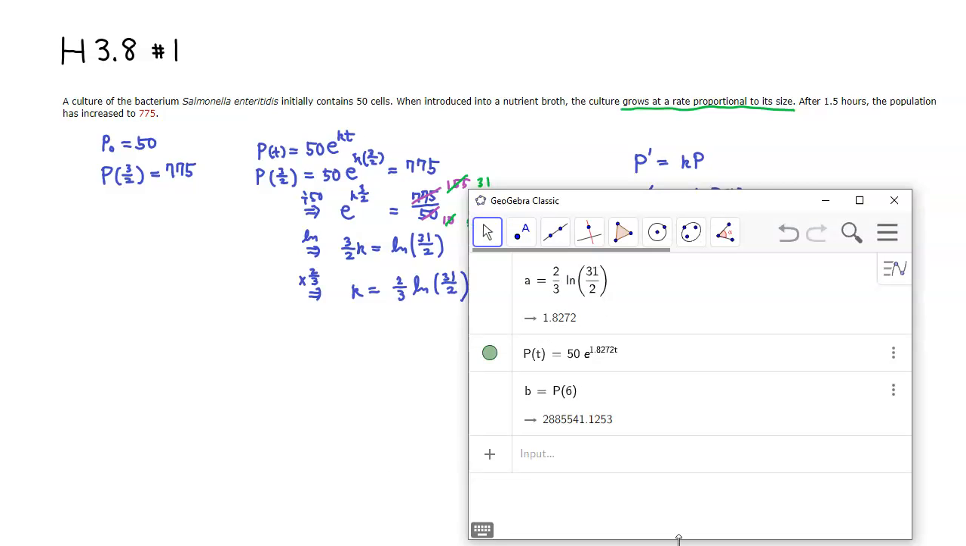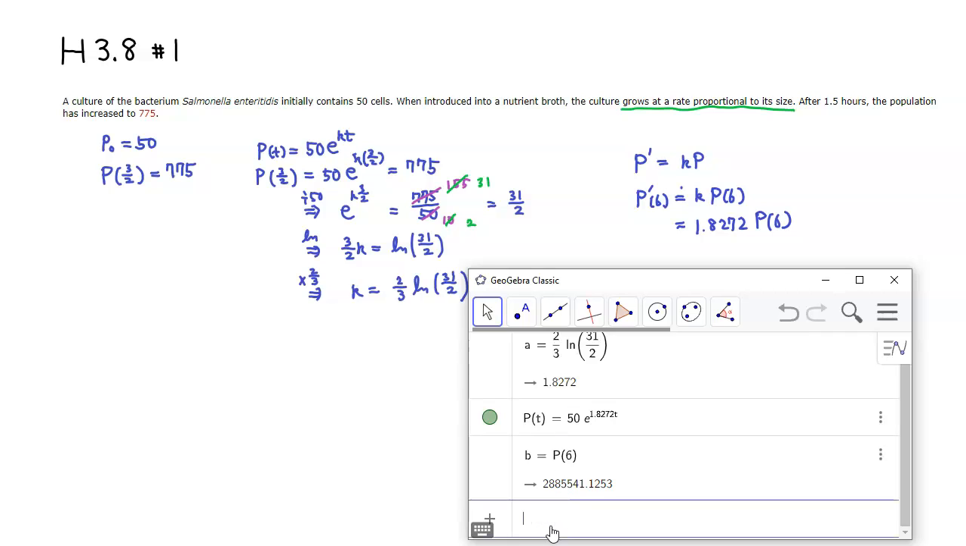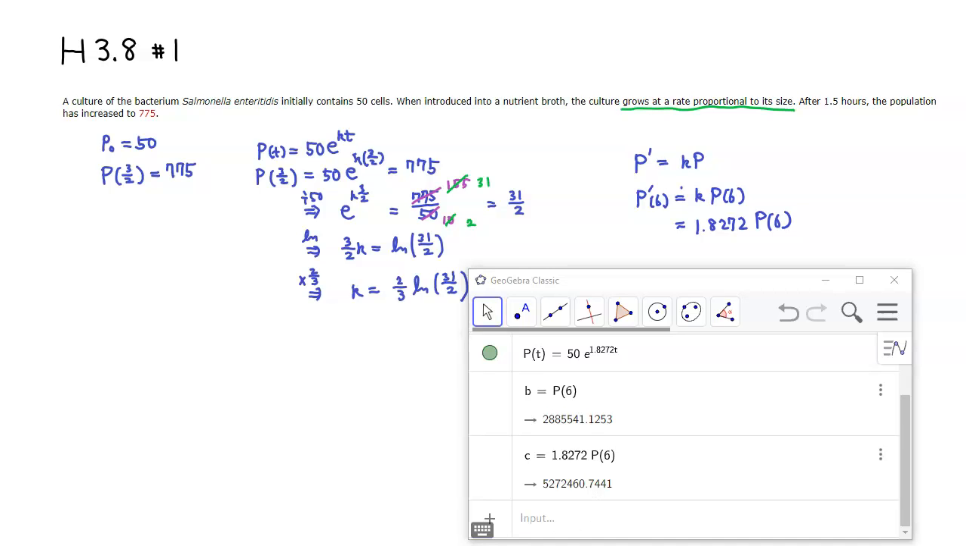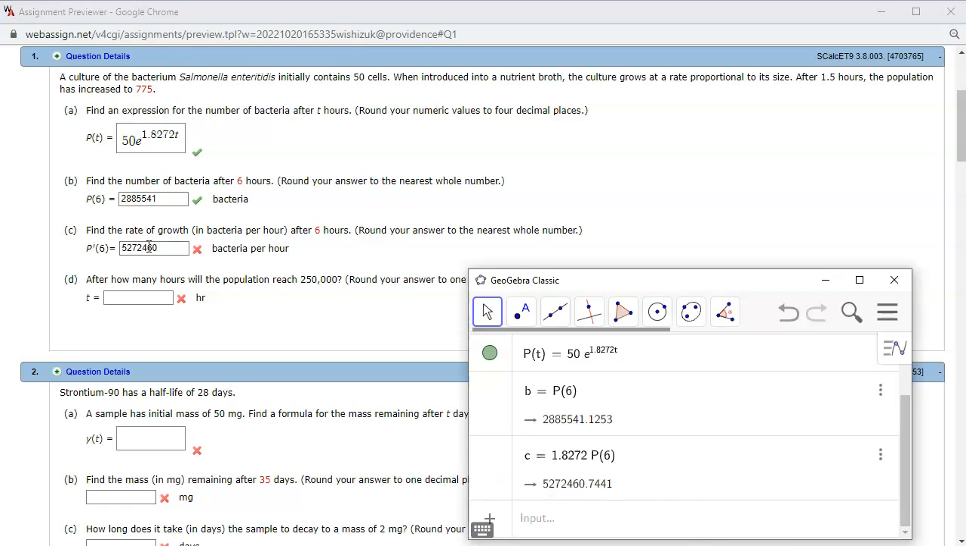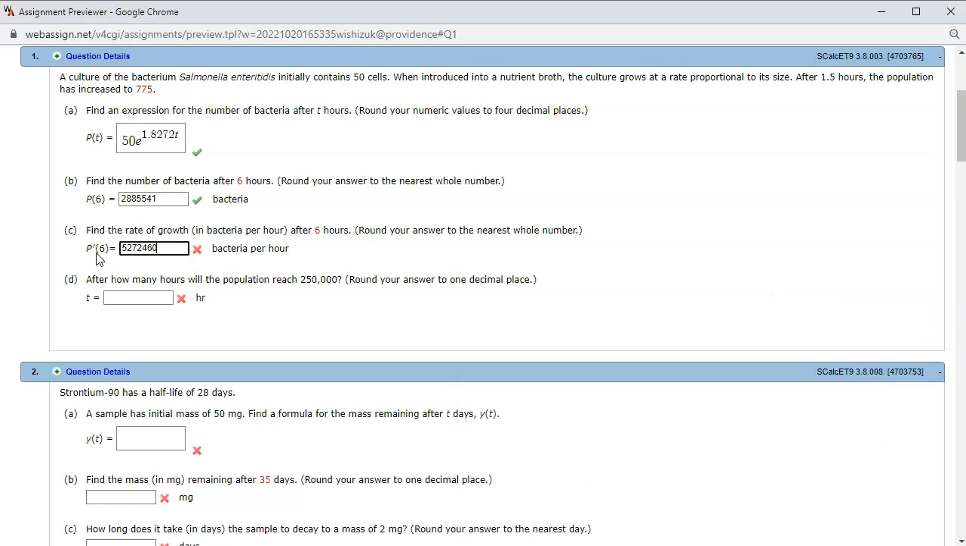So let's bring this up, and I'm going to make it a little bit smaller. I need to compute 1.8272 times P of 6. So I'll do P of 6, hit enter, and we get 5272460. So 5272460 would be the value of P prime of 6, approximately. Let's check the answer. It came back and looks like we got part C correctly.